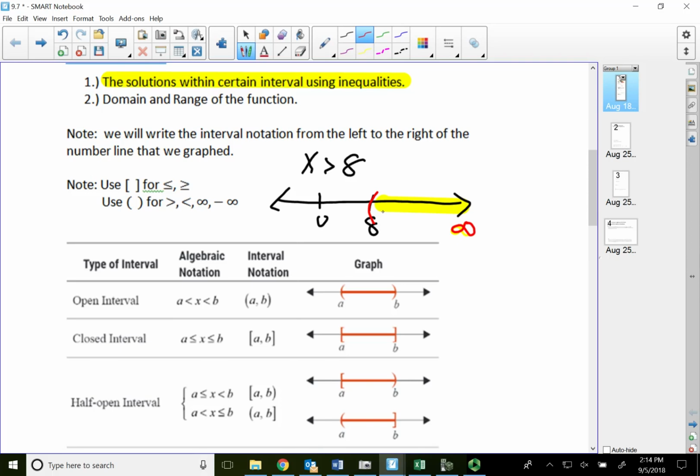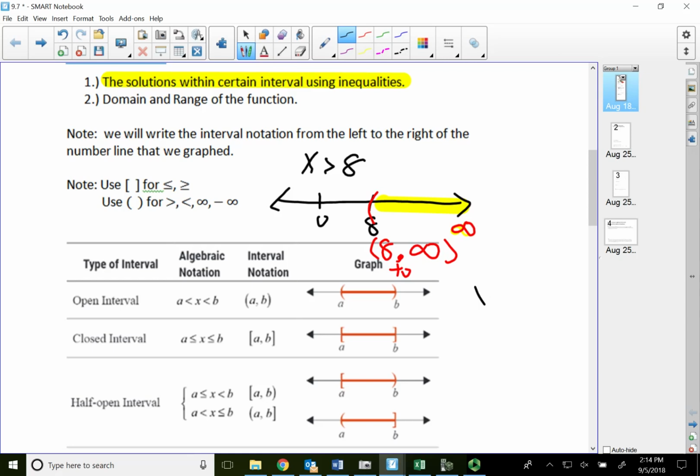Once you're able to graph on the number line, then we can easily write our interval notation just by looking at the graph. My interval notation has to be a parenthesis starting at 8, then a comma. Comma means the word to. My answers are from 8 to infinity, but I do not include 8. That's why I use a parenthesis. That's how we write the interval notation.